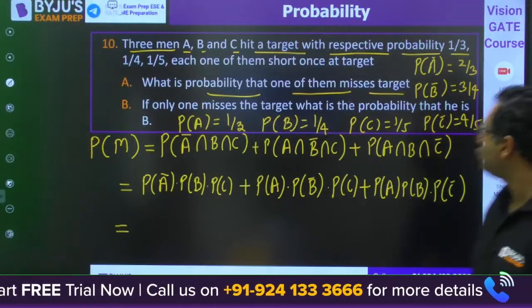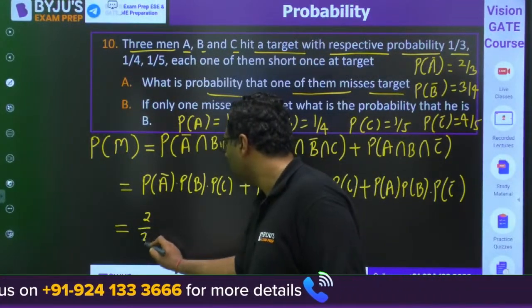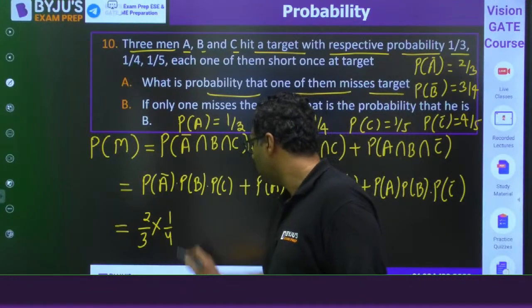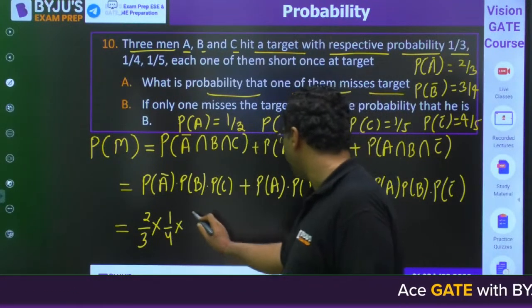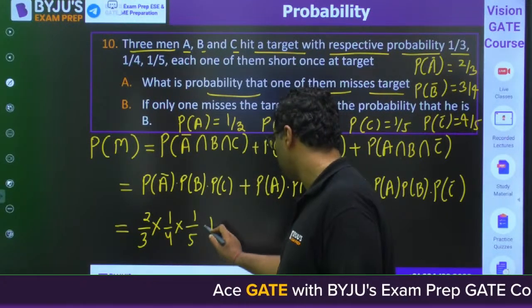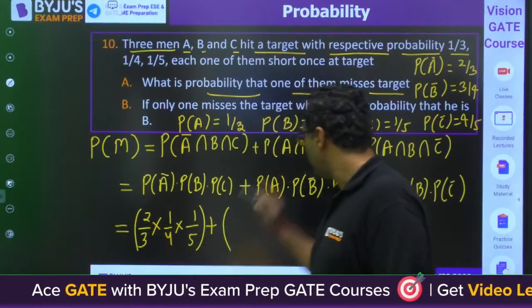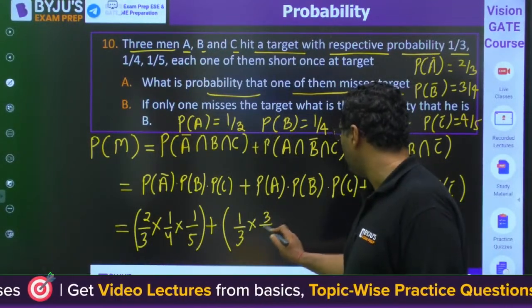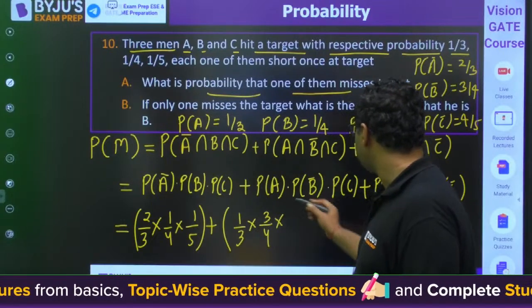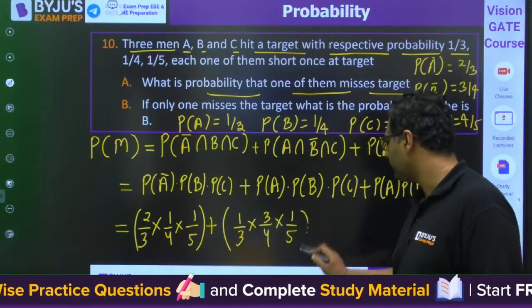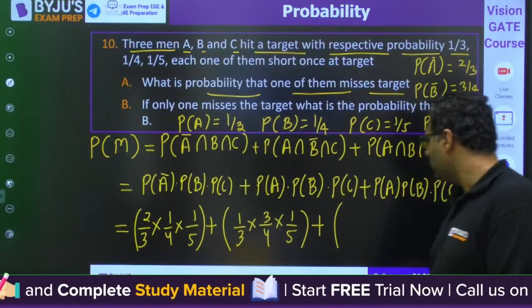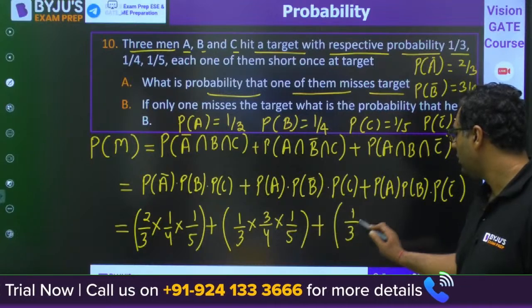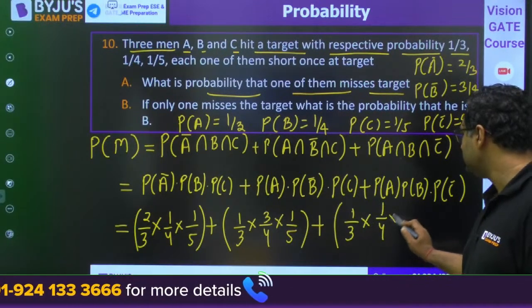Probability of A bar is 2 by 3. Probability of B is 1 by 4. Probability of C is 1 by 5. Probability of A is 1 by 3. B bar is 3 by 4. C is 1 by 5. Probability of A, B, C.